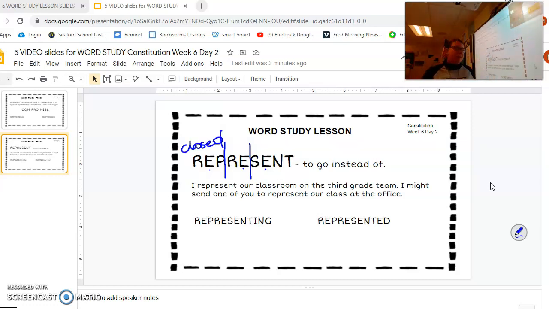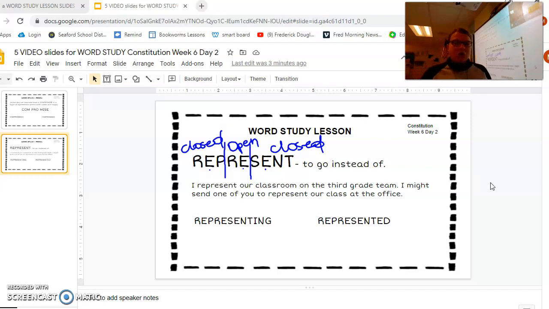Re will be an open because we have that E at the end, so we can put open or we can just put a letter O. And the last one is sent, and this one is closed. So represent means go instead of.